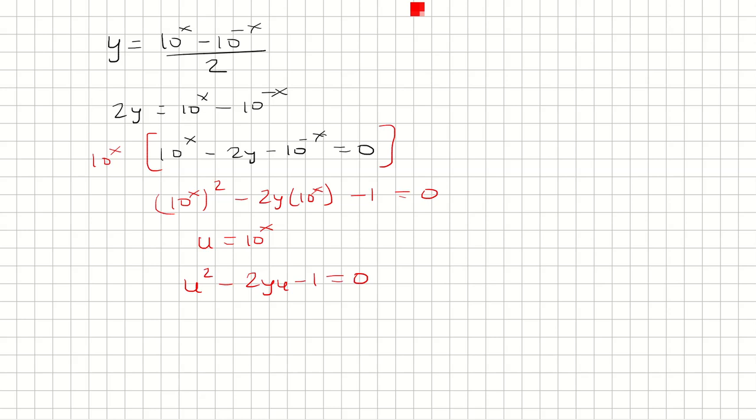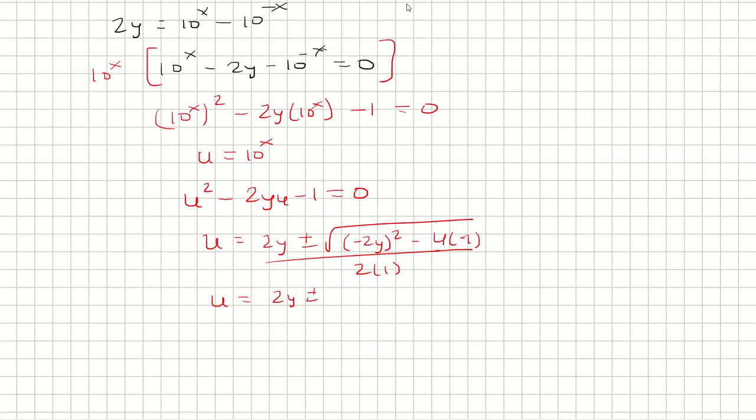And I can use the quadratic formula to solve for u. u is the opposite of b, which b here is negative 2y, so the opposite of that is 2y, plus or minus the square root of b squared minus 4ac, over 2a. So now I can simplify the inside here. Negative 2y squared is just 4y squared, and then negative 4 times negative 1 is 4.